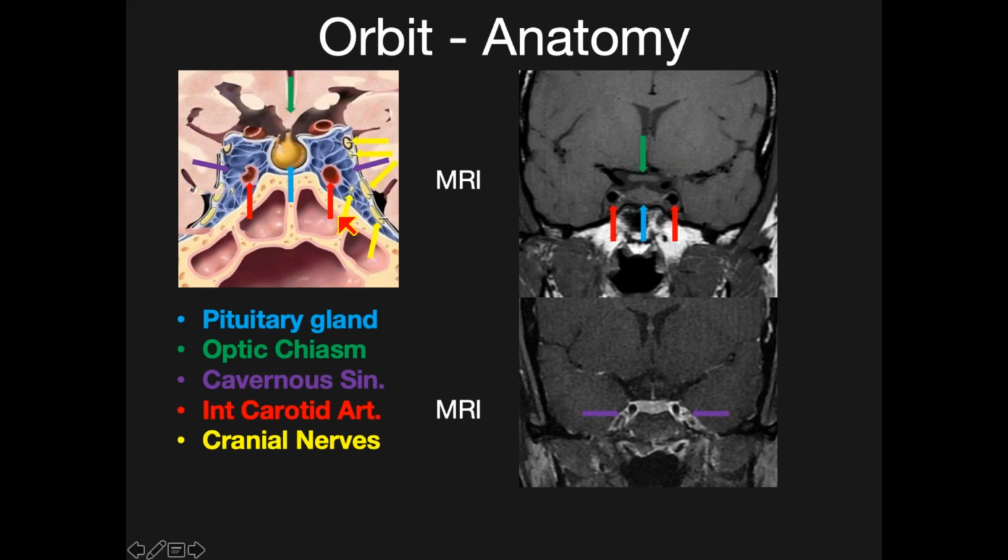Posteriorly, as we move towards the orbital apex, the sellar region, that's the sella turcica, hosting the pituitary gland, and that's quite well seen on an MR image here. The pituitary stalk and the optic chiasm, the junction of the optic nerves. Lateral to the pituitary gland is the parasellar region, and this contains the cavernous sinus, the important structures here being the internal carotid artery, and not to forget the important cranial nerves that traverse through the cavernous sinus.